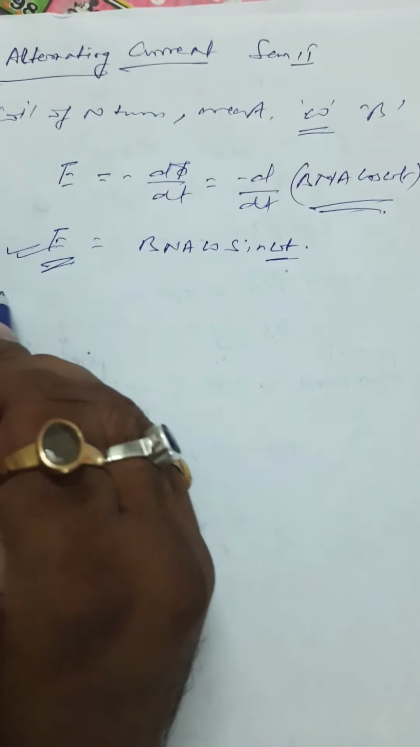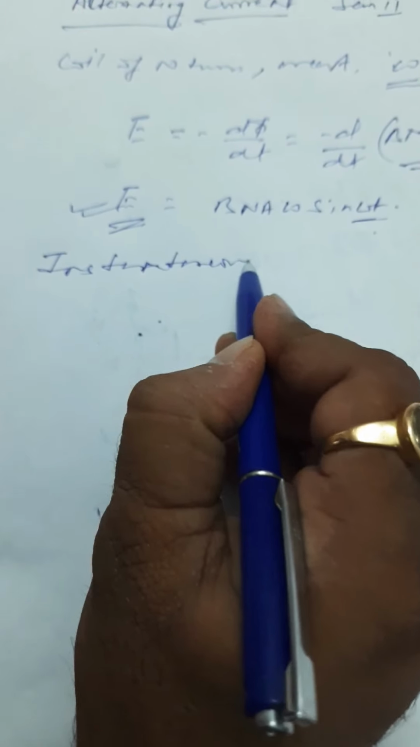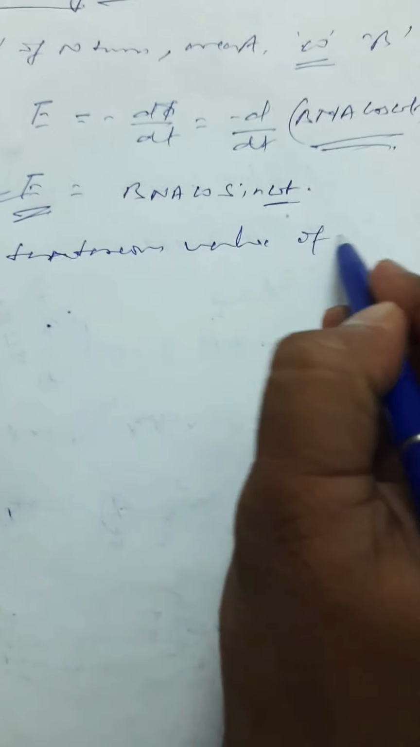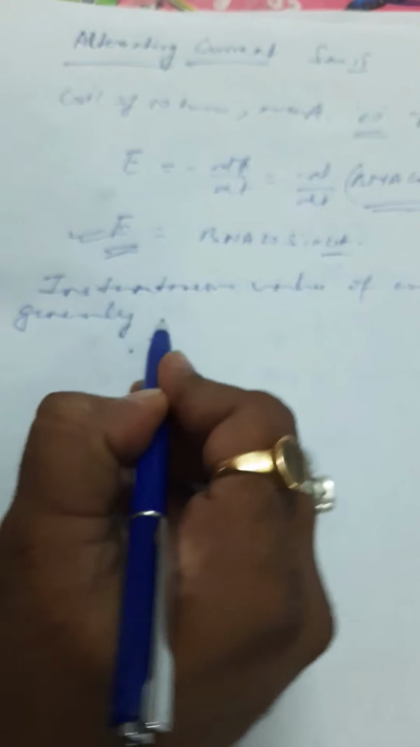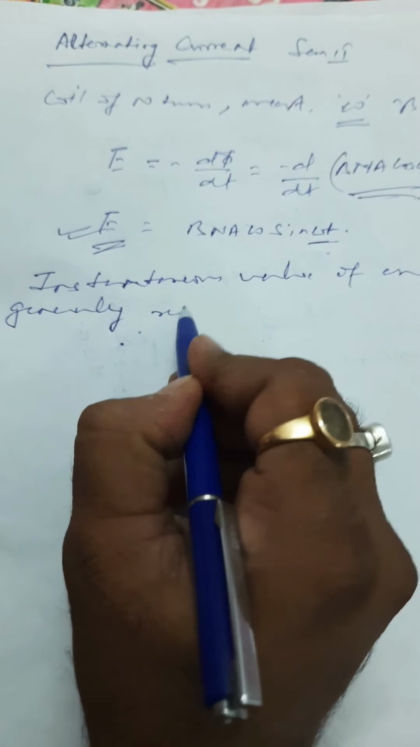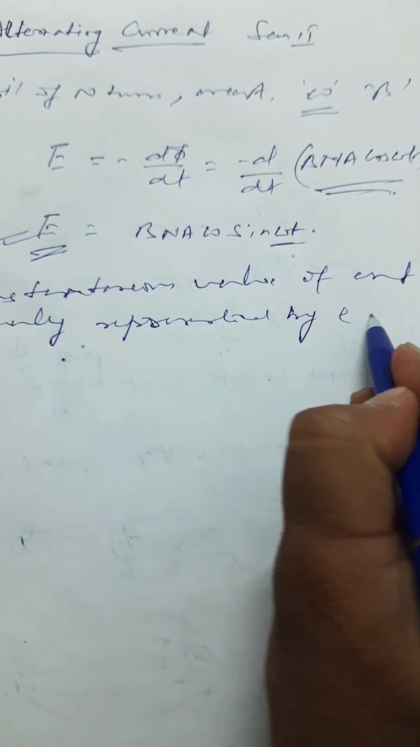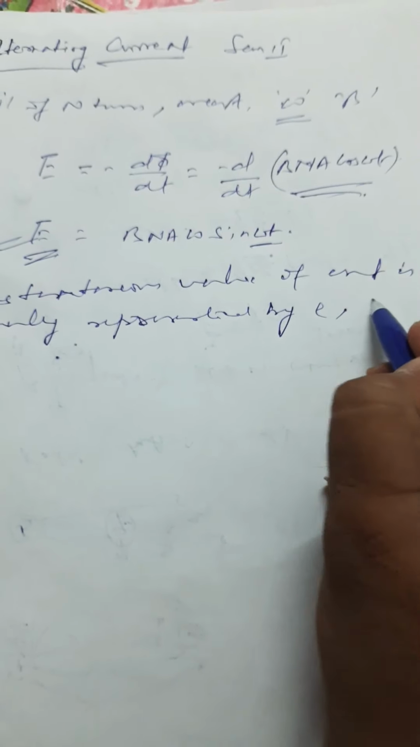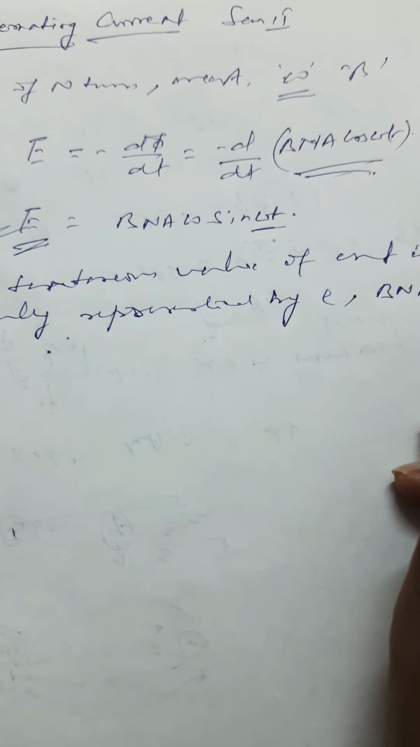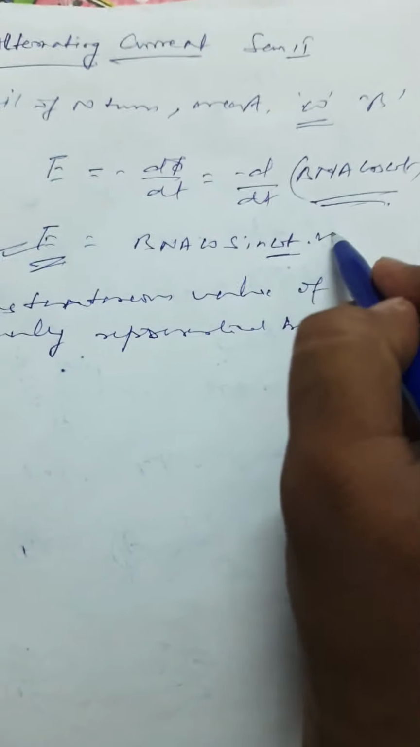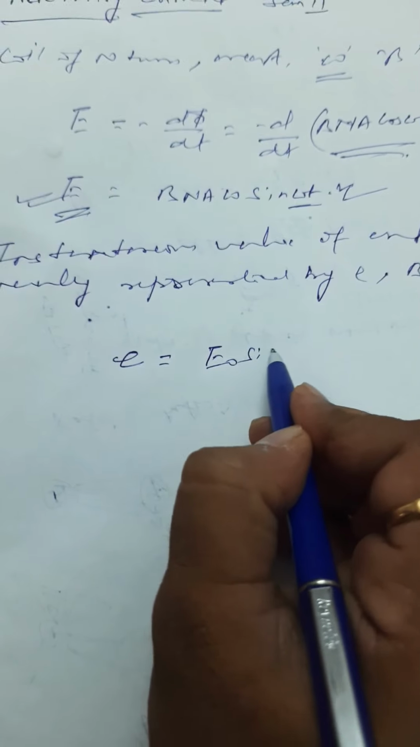So the instantaneous value of EMF is generally represented by small e, and the maximum value is B and A omega. It is represented by E naught. Therefore this equation will now be represented as E is equal to E naught sine omega t.